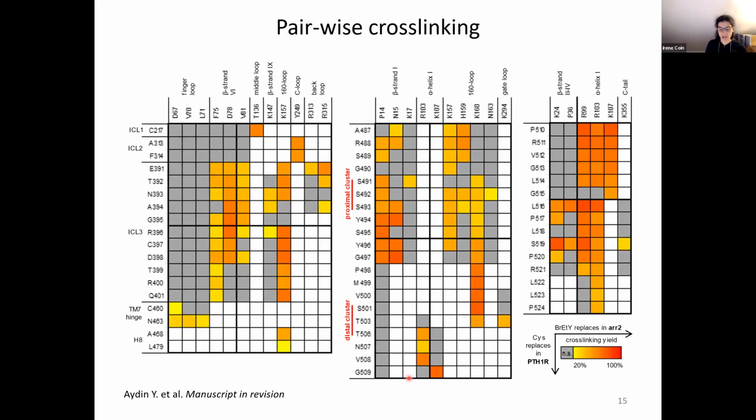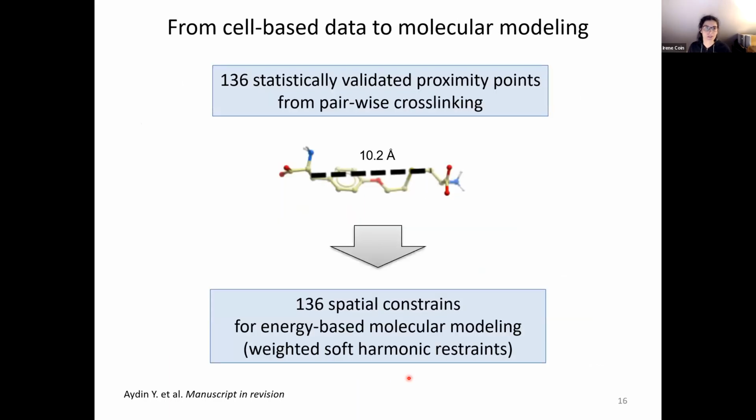And then we went on and screened the whole intracellular phase with these cross-linkers, with the cysteine, pardon, and we get a matrix of interaction. We did everything in triplicate, did statistical analysis, and after all this, we were left with just 136 statistically validated proximity points. I'd say just, because we had more than 200. So it means we could even get more out of our data by examining dynamics. But the good cross-linkings were 136.